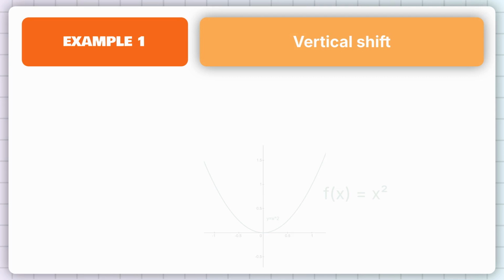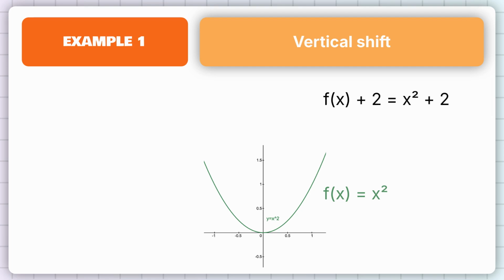Let's dive into some examples to illustrate how to transform graphs using the methods we've discussed. Example 1. Vertical shift. Start with the function f of x equals x squared, which is a standard parabola. Now let's apply a vertical shift by adding 2 to the function. f of x plus 2 equals x squared plus 2. This transformation shifts the entire graph up by 2 units. In the diagram, you'll see that every point on the original parabola has moved upwards by 2 units.